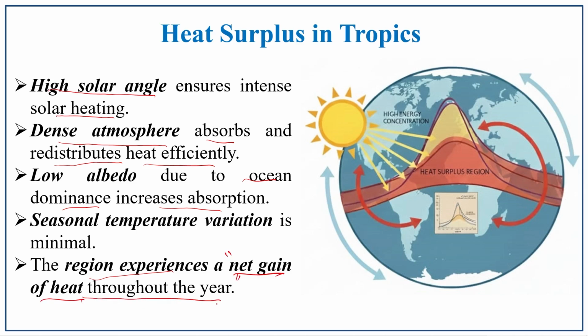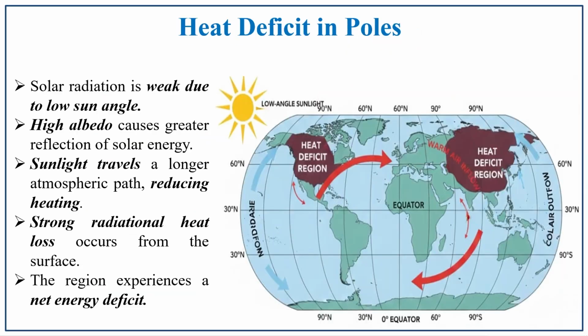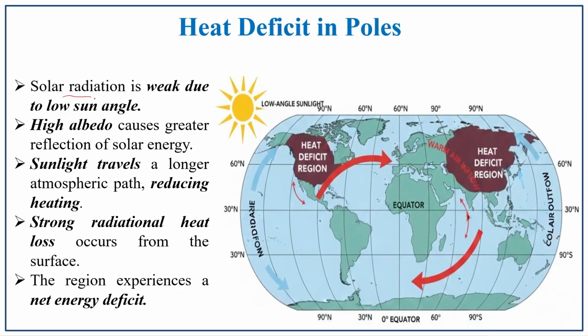So, this is the catch of this lecture: the tropical region, the tropics, is the net gain of heat throughout the year. There is a heat deficit in the poles, which is the opposite. The solar radiation will be weak due to the low angle of the sun, and then high albedo causes what? The greater reflection of the solar energy.